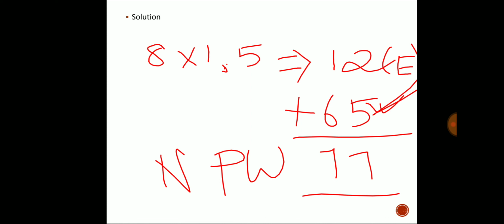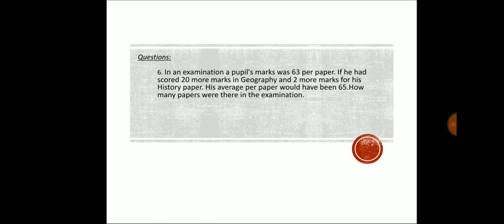Let's get started with the next question. In an examination, a pupil's mark was 63 per paper. If he had scored 20 more marks in geography and 2 more marks for his history paper, his average per paper would have been 65. How many papers were there in the examination?